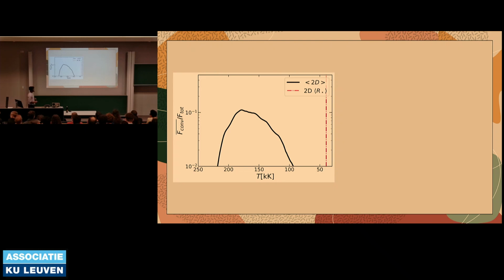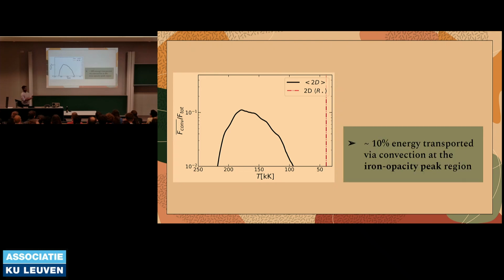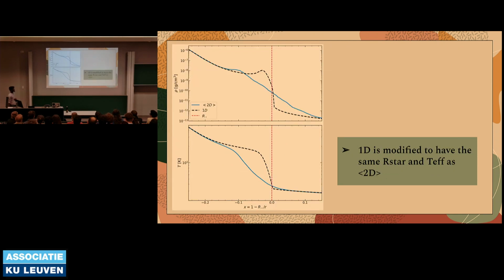So 10% of your energy is actually transported via convection at the iron opacity peak region. So, okay, let's go ahead, and as I mentioned, your TEF changes and your R star changes, right? So we need to actually calibrate them to something. Same R star, same TEF. Otherwise, we're comparing apples to oranges, right? But we need to compare apples to apples. If your TEF changes, it's not the same star.